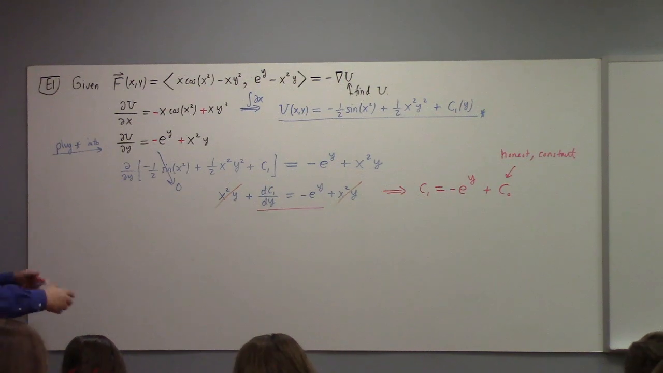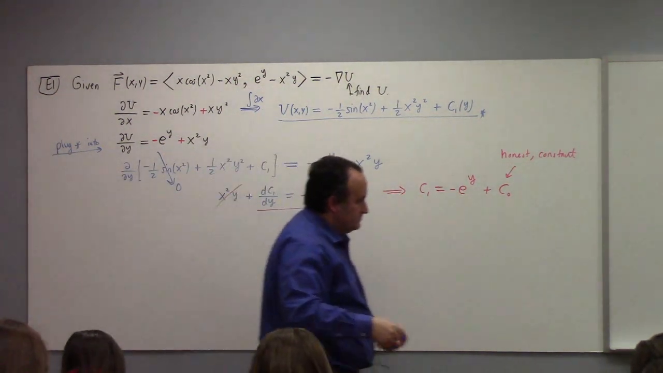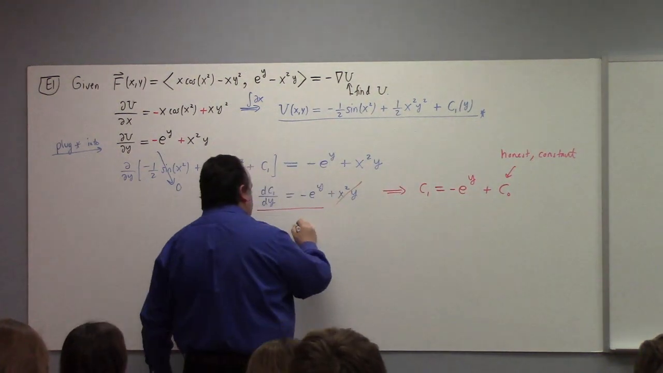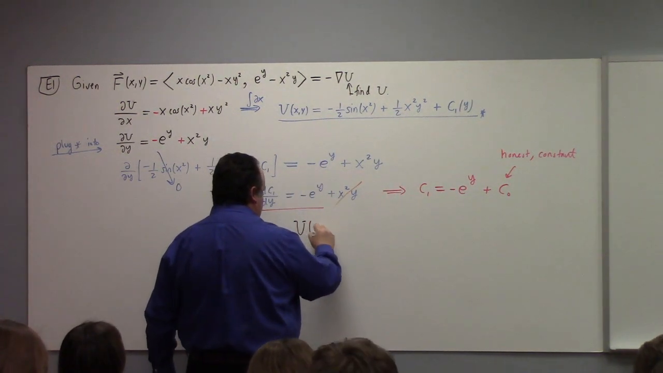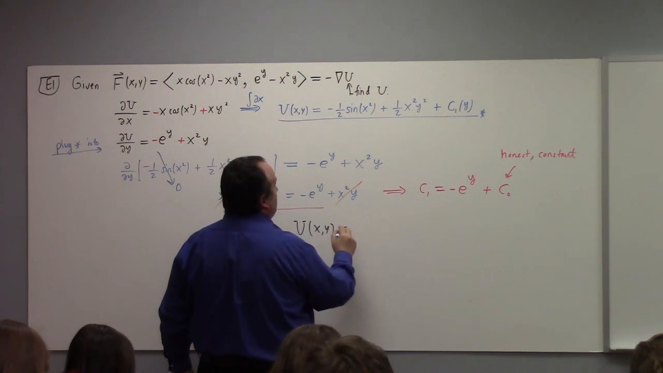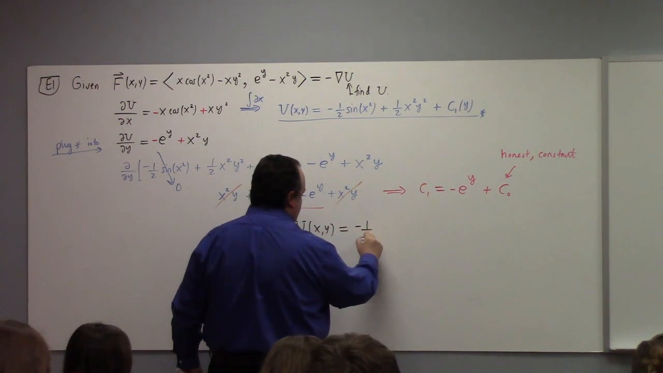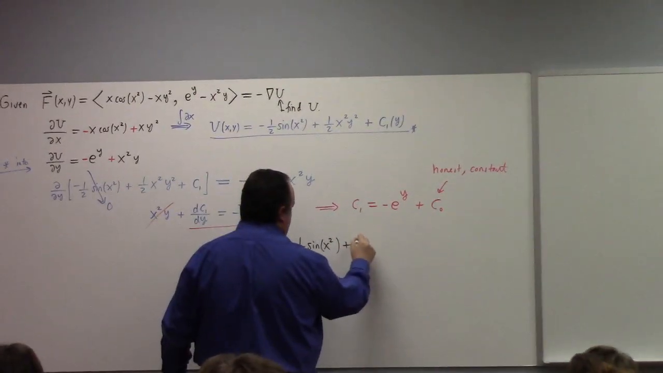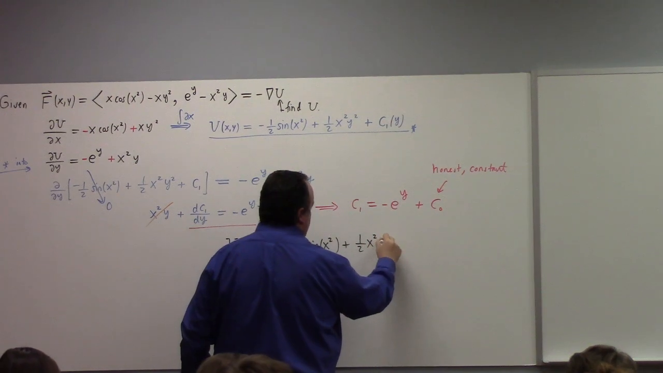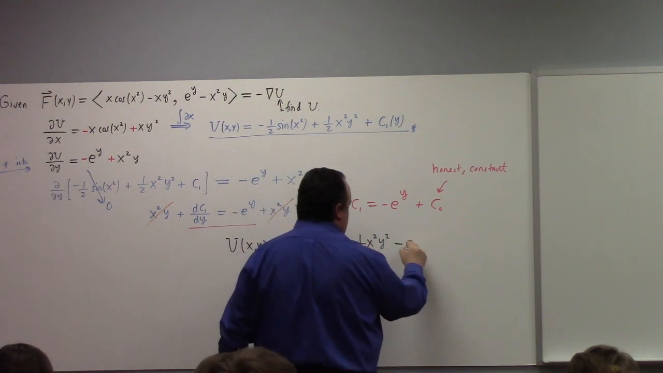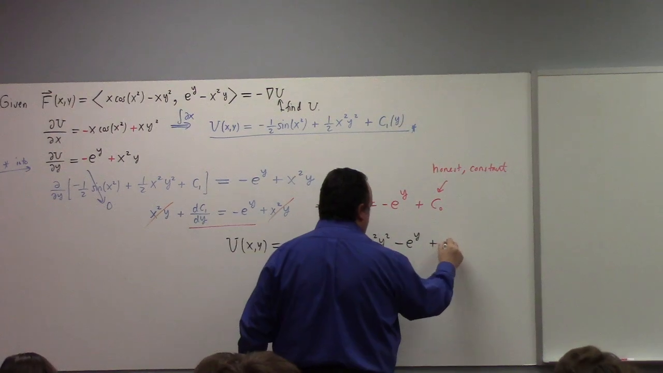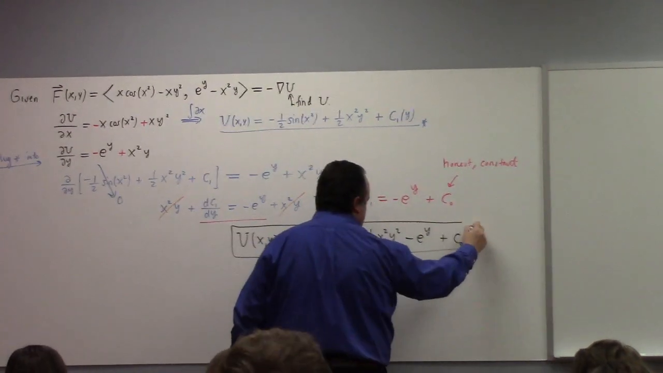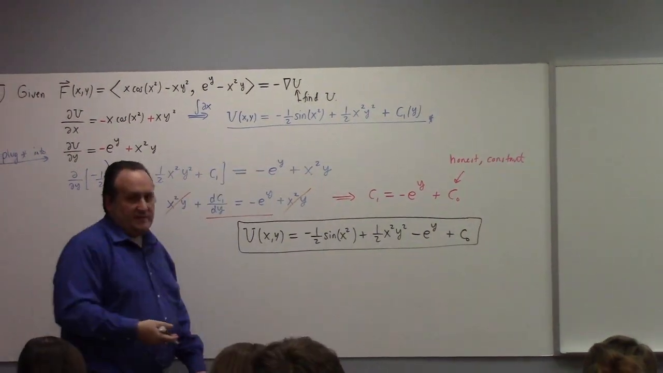And so putting this all together, what do we have? We have found the potential energy function for this force is minus 1/2 sine of x squared plus 1/2 x squared y squared minus e to the y plus a constant, all right? Now usually what I do, guys, is I don't even bother with that constant. What do I usually do? Usually I just put the constants equal to what?